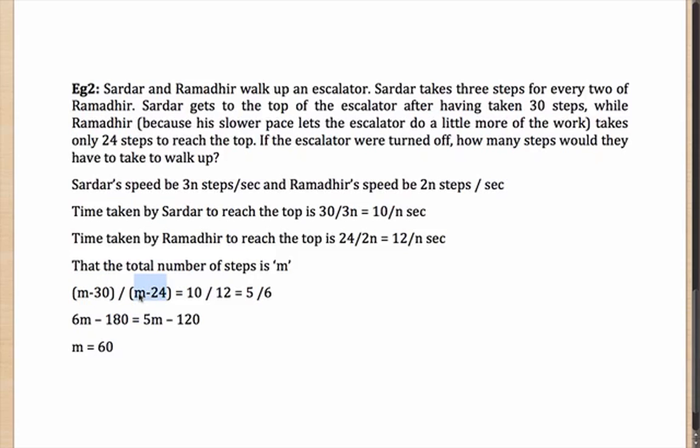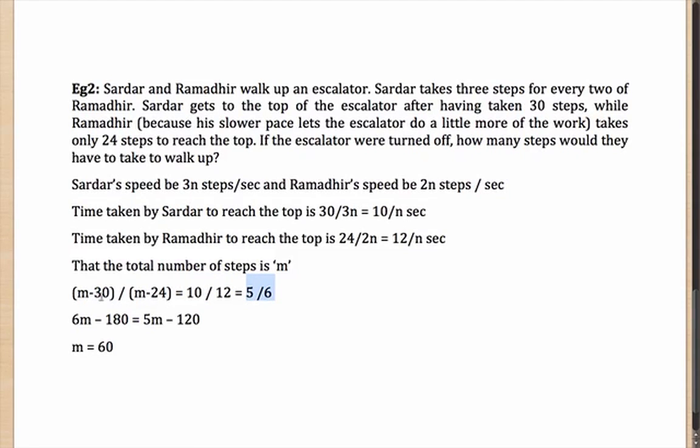Speed of the escalator is constant. So, whatever is the distance covered, in both cases, the ratio of those two distances, that is m minus 30 and m minus 24, will be equal to the ratio of the times taken, because the speed is constant, that is 10 by 12, which reduces to 5 by 6.